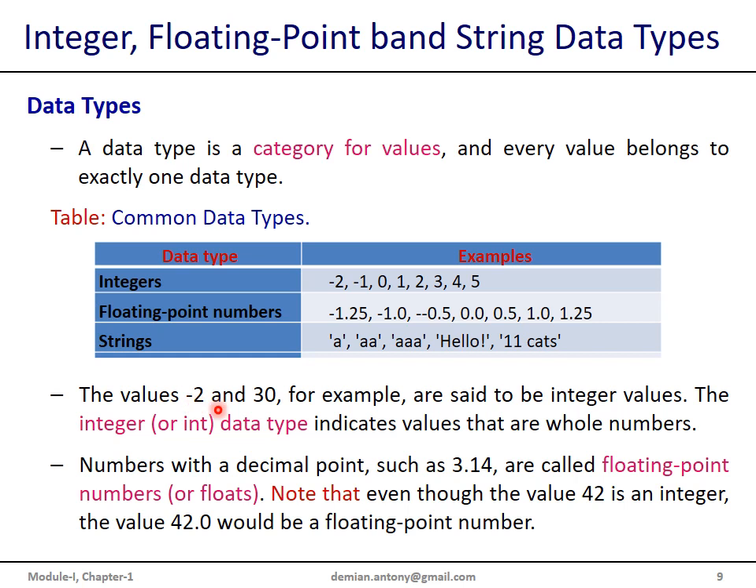The values -2 and 30, for example, are integer values, which indicate that the values are whole numbers. Similarly, numbers with a decimal point are considered floating point numbers. For example, 3.14 is a floating point number. Note that if you represent a whole number with a decimal point, for example 42 as 42.0, then 42.0 is also considered a floating point number.